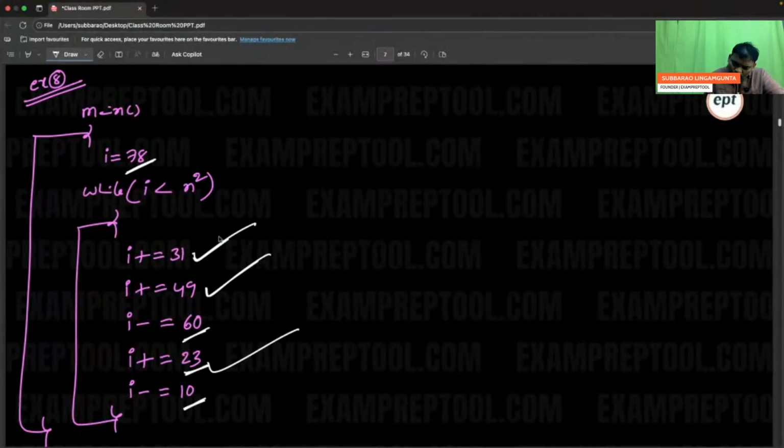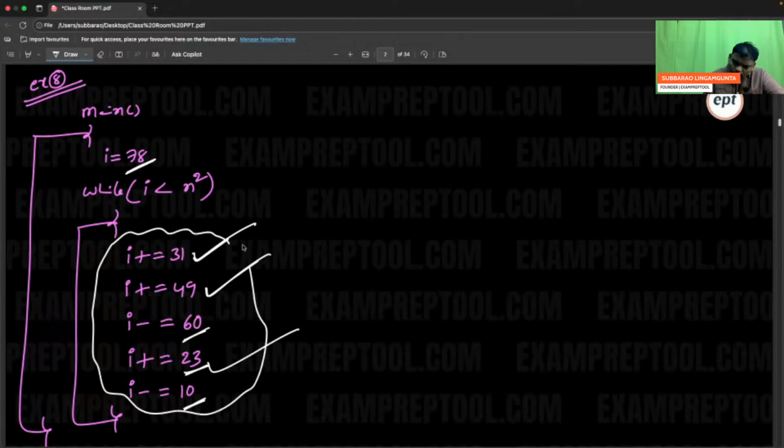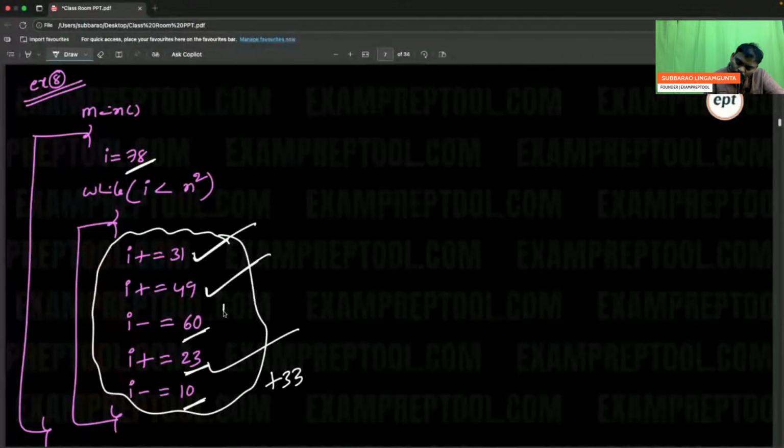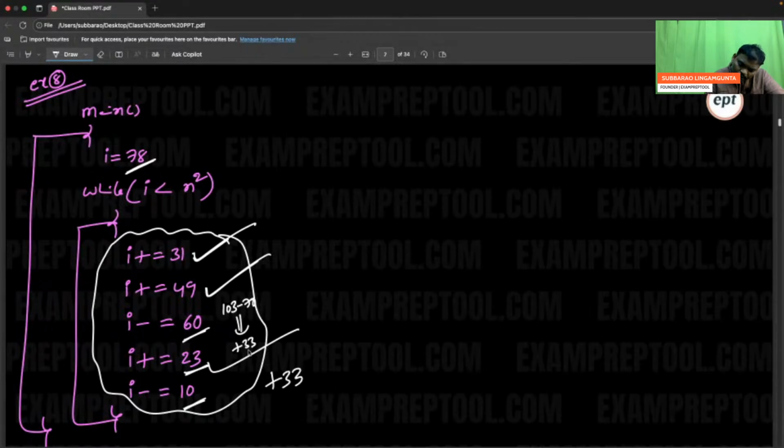So overall, if you observe, every time you are incrementing by 33. The positive things inside total 103, the negative things inside total 70, which gives plus 33. So every loop, overall 33 is incrementing. Same story. If you want, you can go to the proof also.